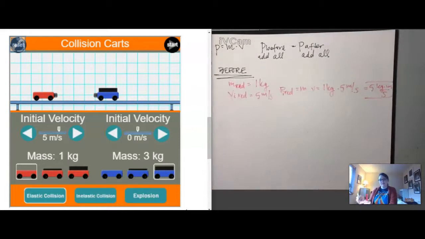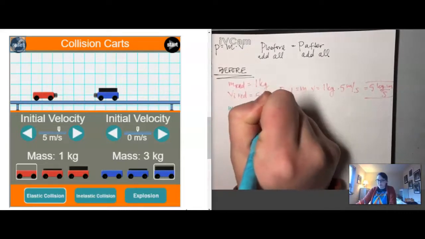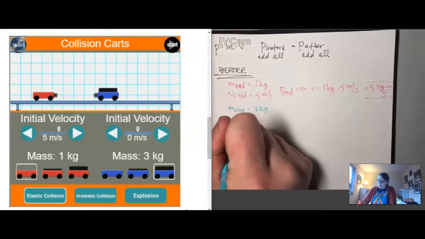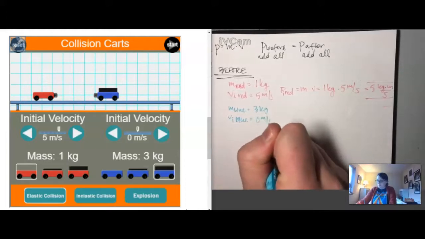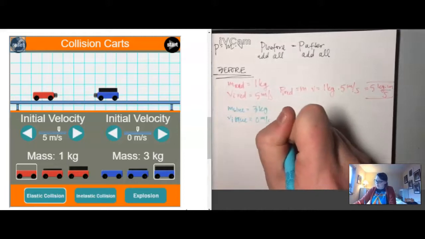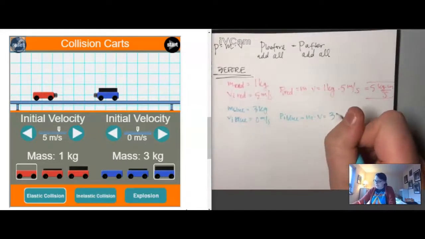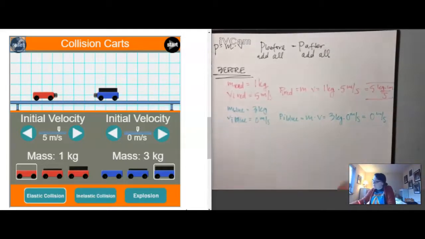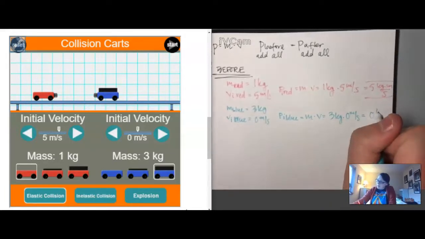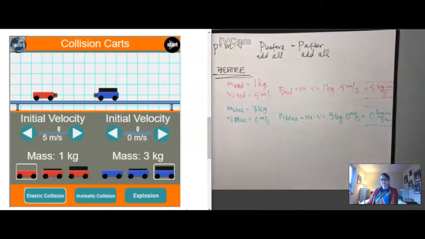I'm going to do the same thing for the blue car. The mass of the blue car is 3 kilograms. The initial velocity of the blue car is 0 meters per second. That means the initial momentum of the blue car is its mass times velocity. 3 kilograms times 0 meters per second is 0 kilogram meters per second. I've got to get my units right. 3 times 0, got to love that. So that's the momentum before the collision.